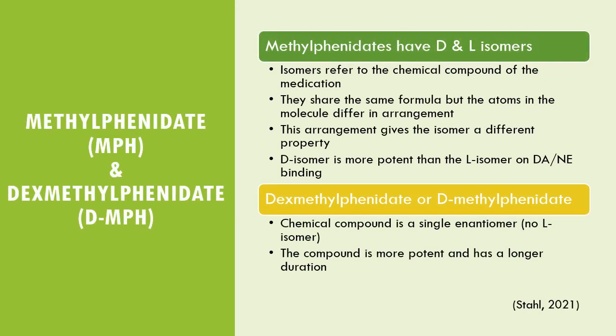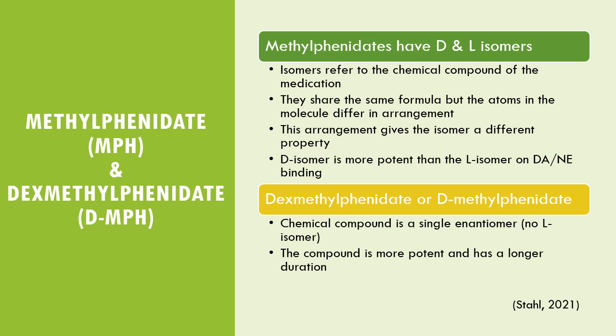In this slide, we will discuss the methylphenidates, which are respectively called MPH and DMPH. What differentiates these two formulations are their isomers. An isomer simply refers to the chemical compound of the medication. So they share the same formula, but the atoms of the molecule have a slightly different arrangement. And the difference in this arrangement gives the isomer a different property. In MPH, you see the D and the L isomer, and in DMPH, you only have the D isomer.